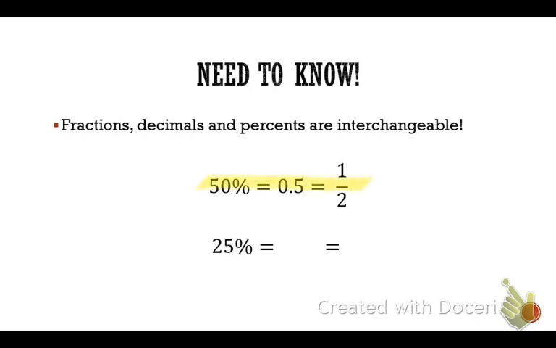50%, 0.5, and 1/2. Does everybody agree? Those are all the same value. Yes. Everybody agree? All right, so now I want you to fill in for 25%. Go ahead and fill in your decimal and fraction values for 25%. So what's the decimal version? 0.25. For 25% is 0.25, yes. And what's the fraction? 1/4. Okay, very good.